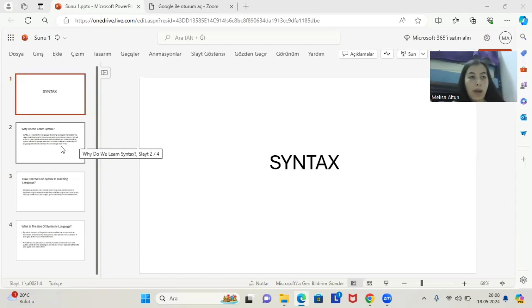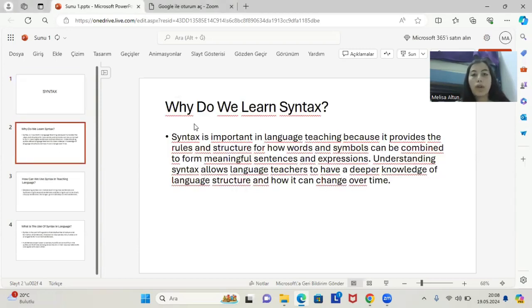Today I will talk about what syntax is. First of all, why do we learn syntax? Syntax is important in language teaching because it provides the rules and structure for how words and symbols can be combined to form meaningful sentences and expressions. Understanding syntax allows language teachers to have a deeper knowledge of language structure and how it can change over time.